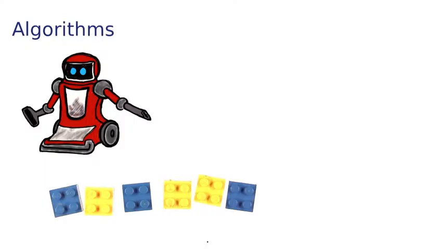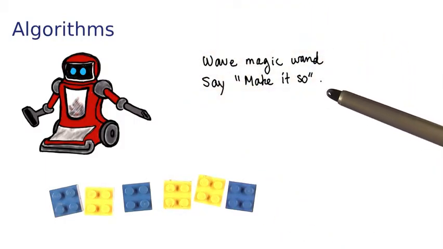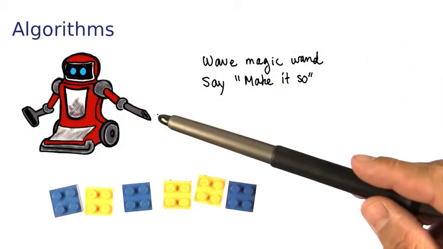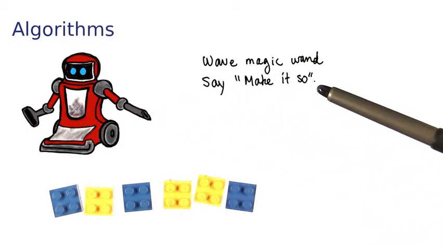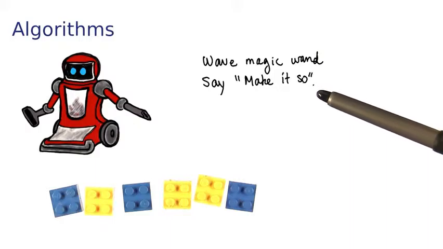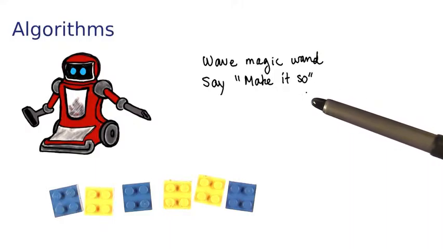Here's our first attempt at an algorithm. It's a sequence of steps. Robbie will wave his magic wand, and he will say, "Make it so." Well, that's not really going to work. An algorithm has to be executable and not involve magic steps.